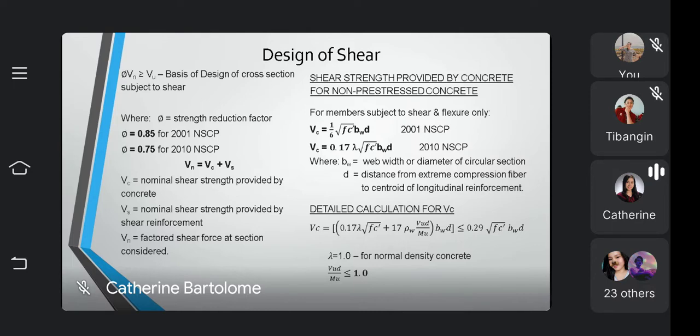So we usually use normal density concrete unless specified in the design. Okay, so may mga cases kasi na kailangan natin ng light density concrete. So saka lang natin gagamitin yun. But usually we use normal density concrete. And take note that VUD over MU should be less than or equal to 1.0. So it should not exceed the value of 1.